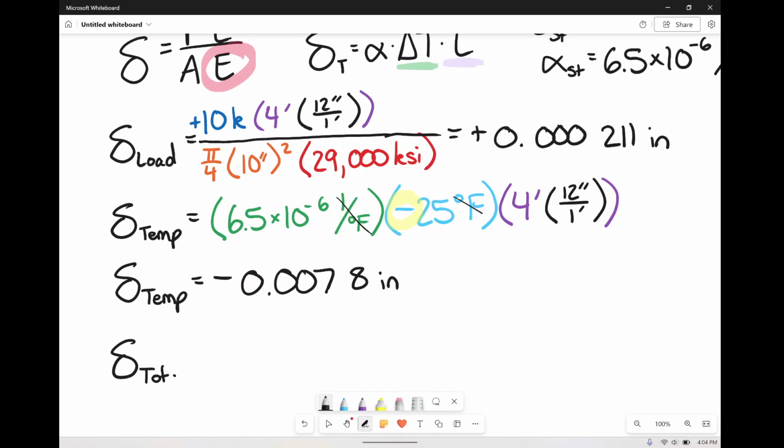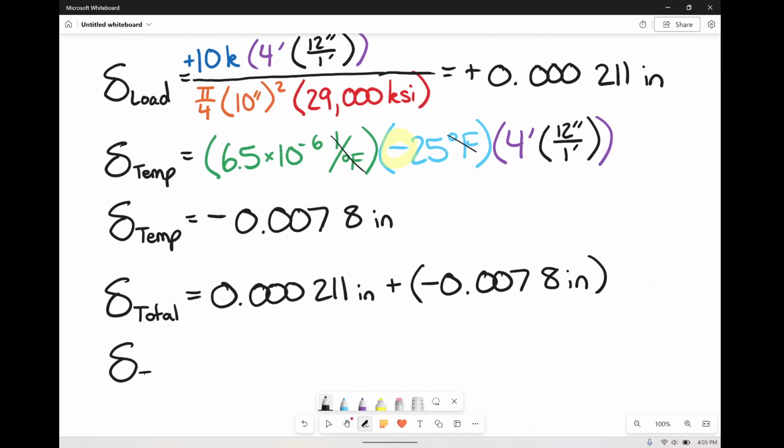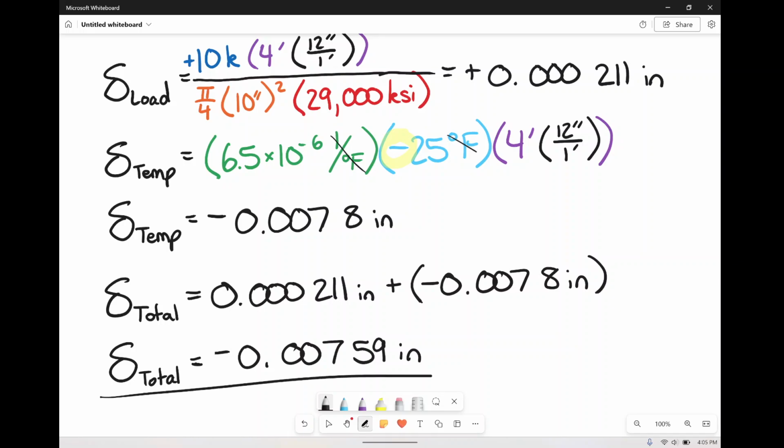So the total, again, all we have to do is sum them together. For load, it's positive 0.000211 inches. And then we have to add in our temperature, but our temperature is negative 0.0078 inches. So our total deformation, including our temperature, is going to mean that we're going to have a negative 0.00759 inches. So yep, actually temperature controlled in this itty bitty easy little example.